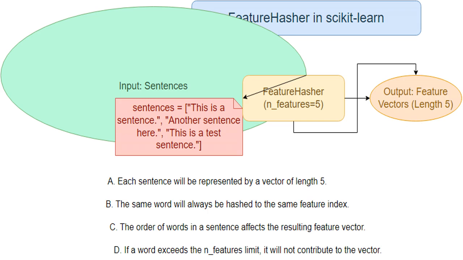I'm using a list of sentences as input data for FeatureHasher. This is the text that I want to convert into numerical features. The sentences are: this is a sentence, another sentence here, and this is a test sentence. Think of it like I'm giving FeatureHasher some raw text to process.